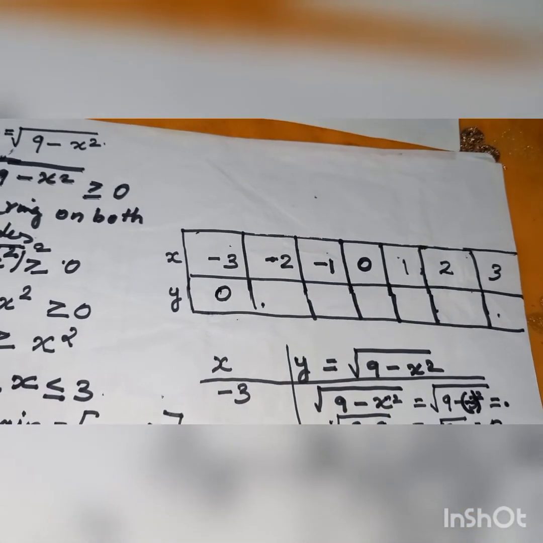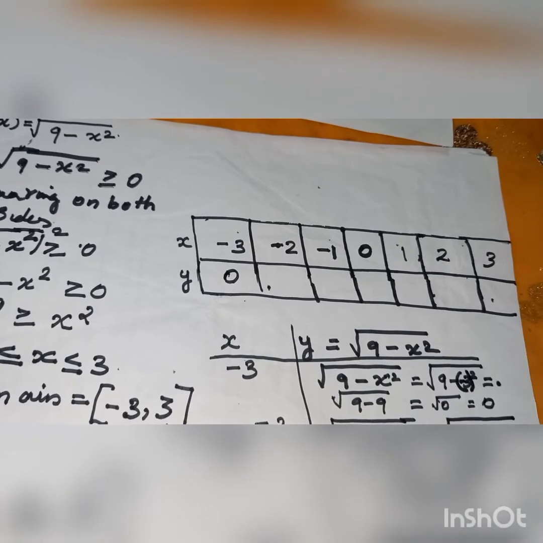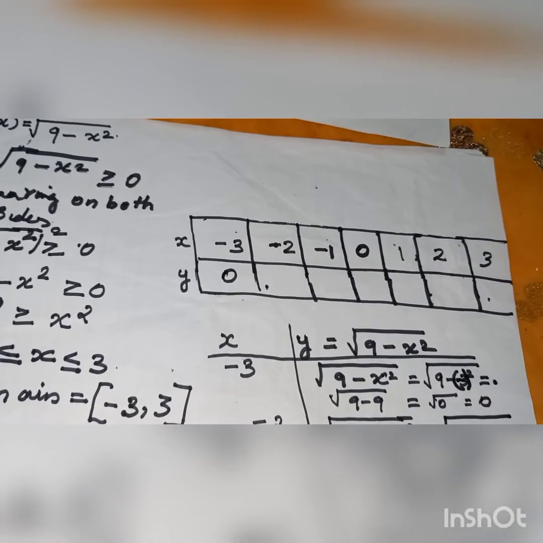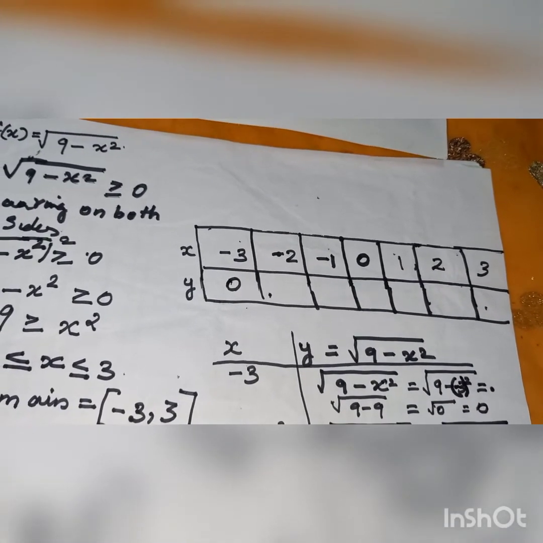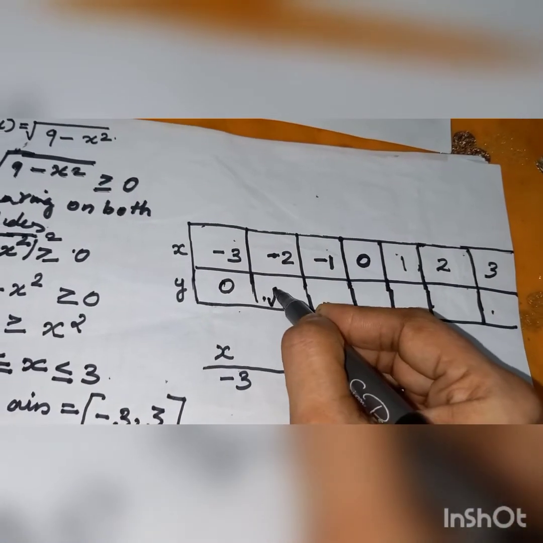So if you put minus 2, what happens here? Root of 9 minus minus 2 square, so we get root of 9 minus 4. Root of 9 minus 4, how much do we get? Root 5. So if you put minus 2, we get root 5 here.